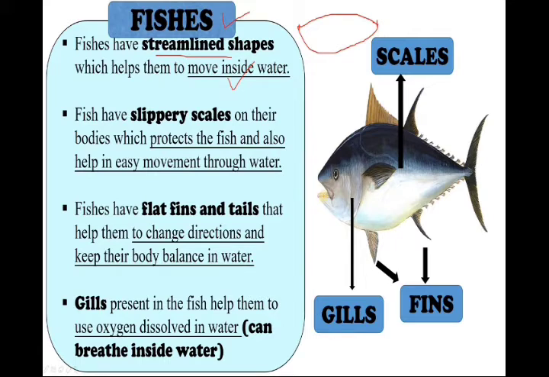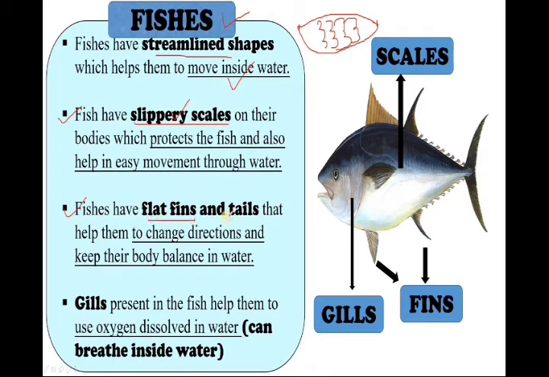Fish have slippery scales. That is the second adaptation of fish. Slippery scales means what? Yes, the scales will protect the fish. And look here, this is the scale, like the structure you can see here. Actually this will protect the fish and also help in easy movement through water because of this slippery scale on their body.